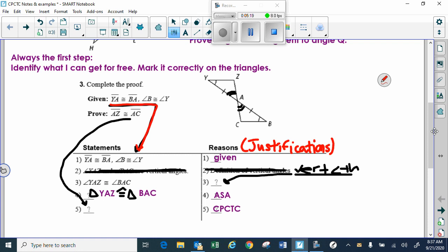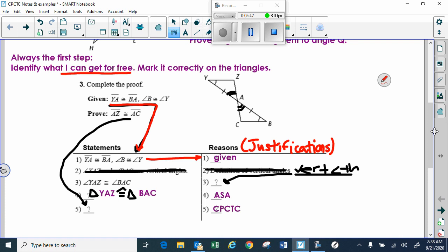Okay, and so those two pieces are identified on the drawing. Now, if that segment being congruent and the angle being congruent weren't marked, I would mark those right now because I can do that for free, since it's given to me. But they're already marked for you.